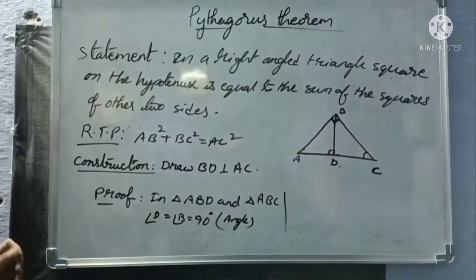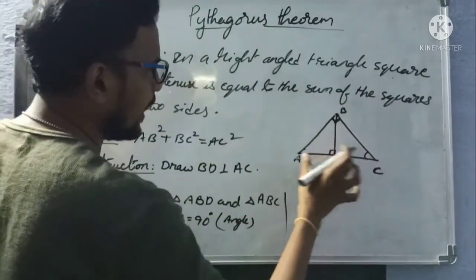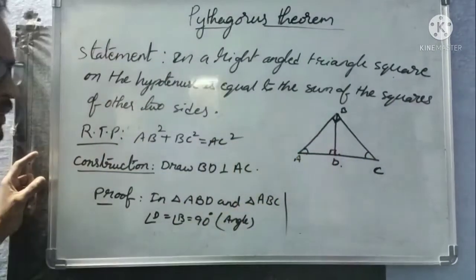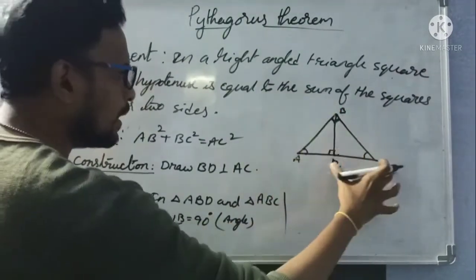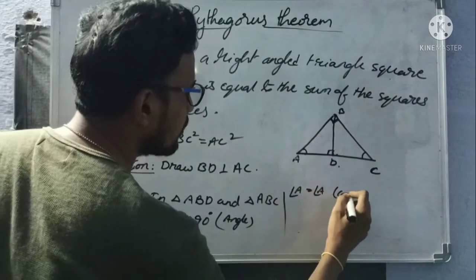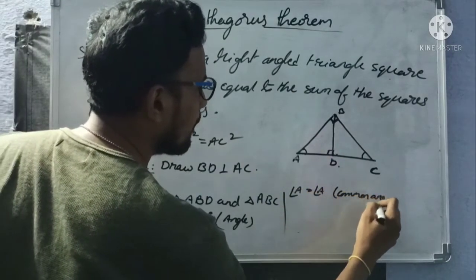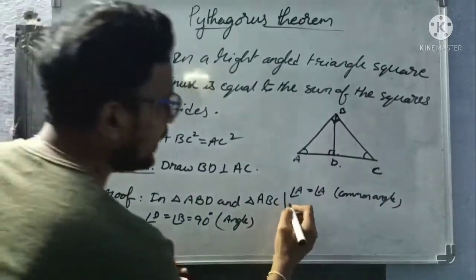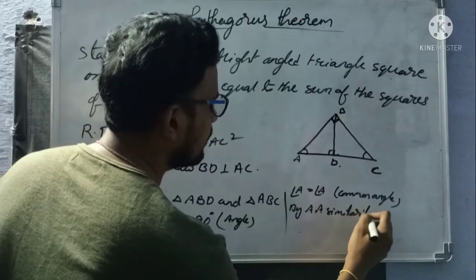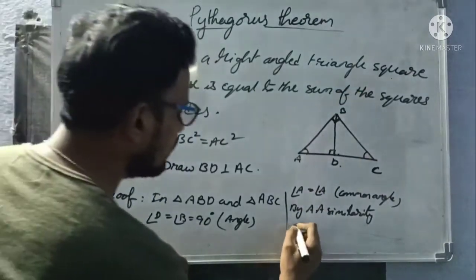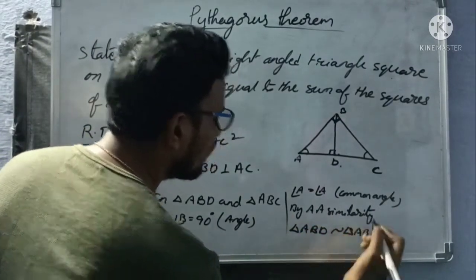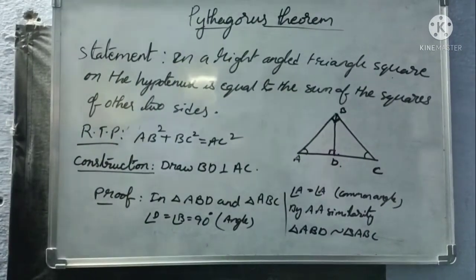Next, is there any common angle in both the triangles ABD and ABC? Yes, angle A is common, right? In triangle ABD and triangle ABC, angle A is common. So we can take angle A is equal to angle A, which is the common angle. So by AA similarity, meaning angle similarity, we can prove that triangle ABD is similar to triangle ABC. Up to here understood? Okay.